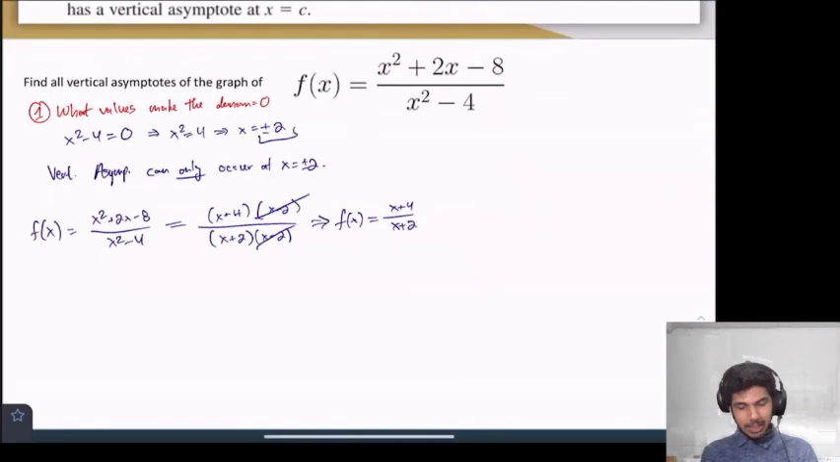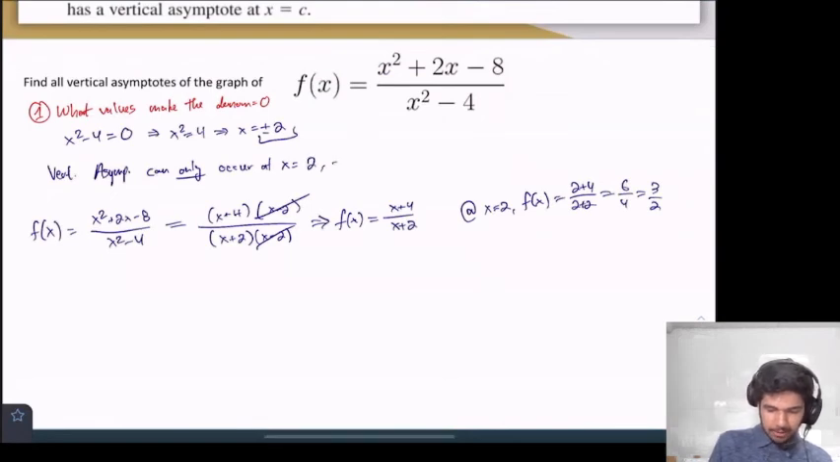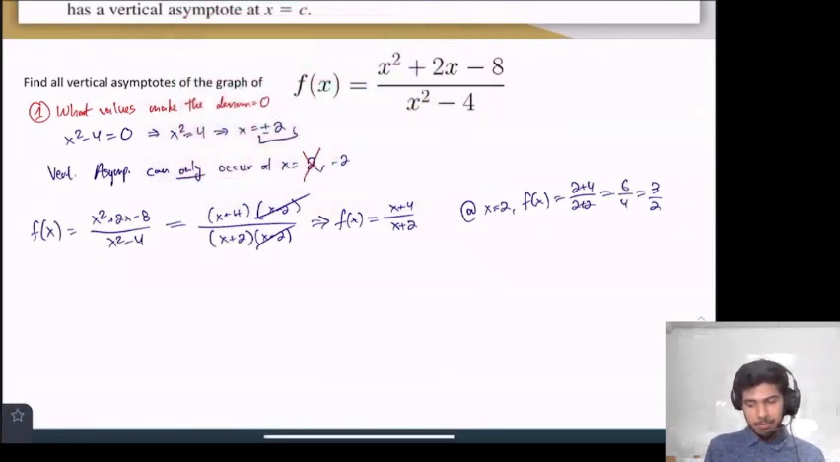So now we see that at x equals 2, f of x equals 2 plus 4 over 2 plus 2, which is equal to 6 over 4 equals 3 halves. So in actuality, I'm just going to rewrite this, 2 or negative 2. There is no vertical asymptote at x equals 2, because now we've seen that it has a value. It's equal to 3 halves. f of x equals 3 halves at x equals 2. That's just what it is.